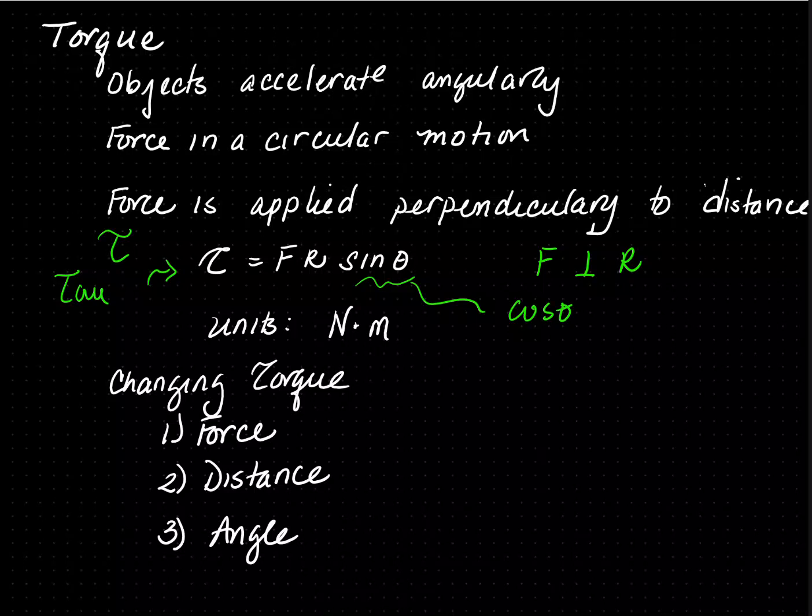The units are newton meters because force is in newtons and distance is in meters, but this is not a joule. So the SI unit for torque is the newton meter. To change torque, we need to change force, we need to change distance, and we could change the angle. To maximize torque, you want the greatest force, the greatest distance, and an angle of 90 degrees.